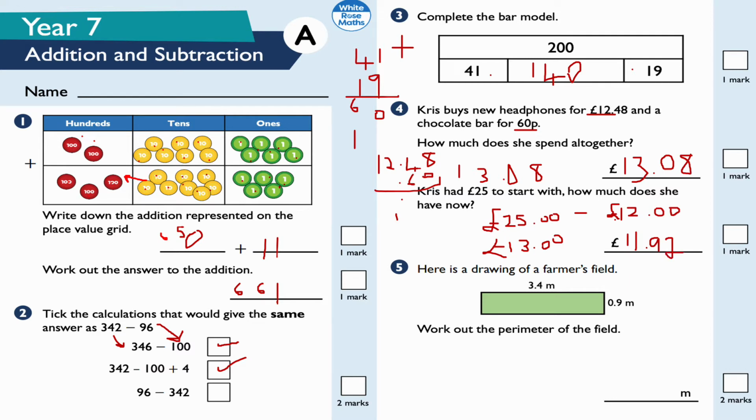This is question number 5, guys. Here is a drawing of a farmer's field, 3.4 by 0.9 meters wide. Work out the perimeter. So the perimeter is the distance around the shape. So it's 3.4 plus 0.9 plus 3.4 plus 0.9. Or I can write it as 2 lots of 3.4 plus 0.9.